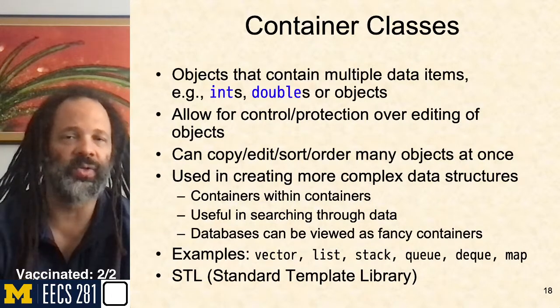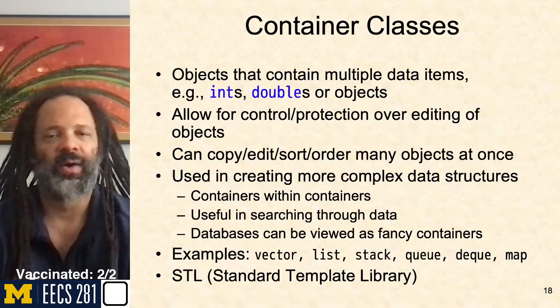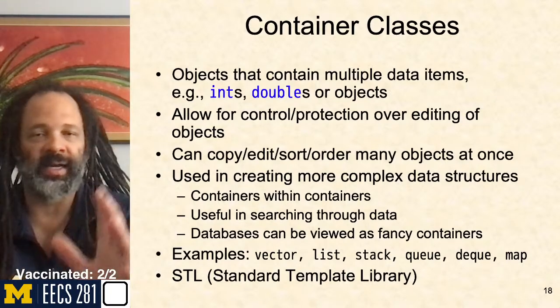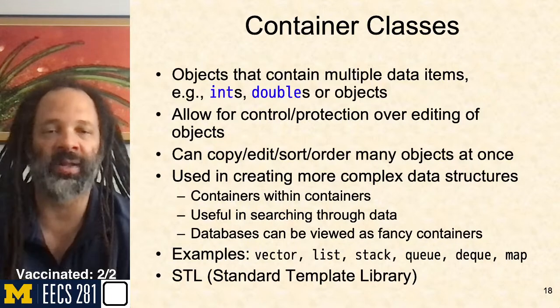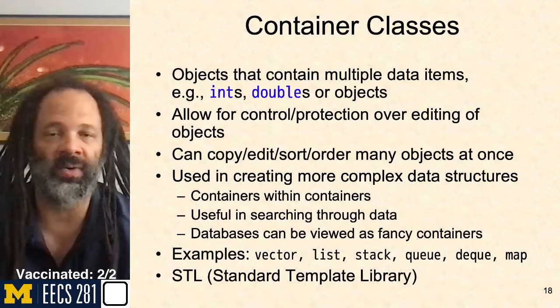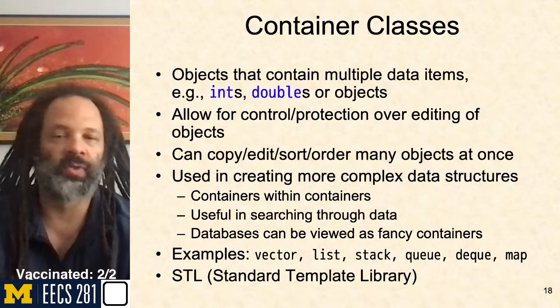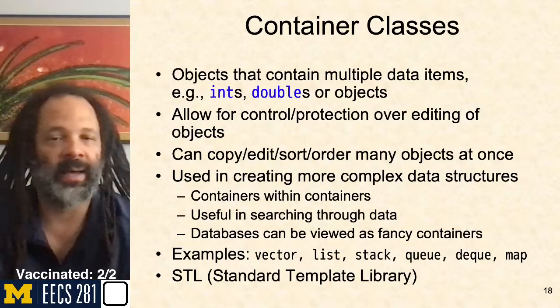They allow us to control the data, or sometimes provide protection. So in the case of, for instance, a queue, you can't access the thing in the middle of the queue. So containers can do that work for us. It allows us to do aggregate operations as well, like copy all of these things or do a sort on these things or something like that.